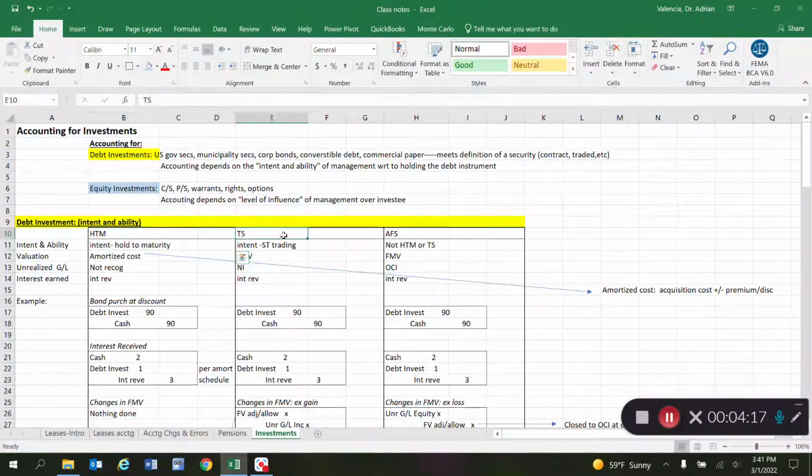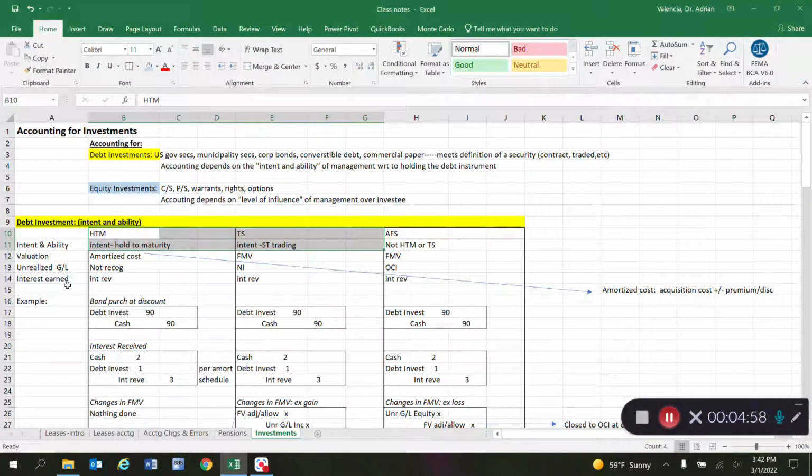Trading security. If your intention is to hold that debt instrument in the short term for trading, okay, so maybe you're looking at the possibility of realizing some capital gains from buying a company's bonds and then in the near future, selling it to get a gain on it. Well, if that is your intention, then you would classify it as trading security. And then lastly, available for sale is basically the default category if you cannot classify your debt instrument as held to maturity or trading security. So this will be the default if it does not meet the criteria of either of the other two.